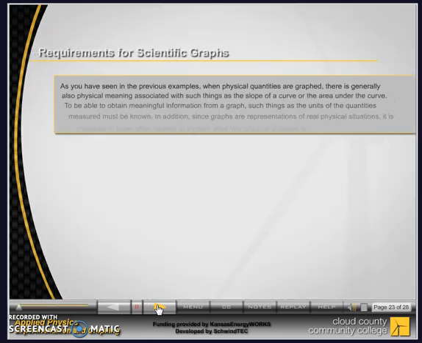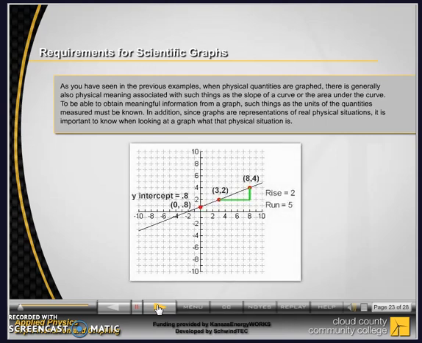As you have seen in the previous examples, when physical quantities are graphed, there is generally also physical meaning associated with such things as the slope of a curve or the area under the curve. To be able to obtain meaningful information from a graph, such things as the units of the quantities measured must be known. In addition, since graphs are representations of real physical situations, it is important to know when looking at a graph what the physical situation is.